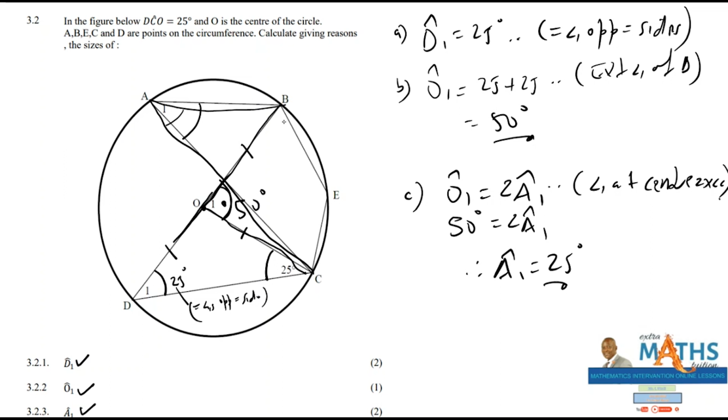And A1 is equal to D1, which is also called what? Angles in the same segment. But we'll talk about that when we are doing cyclic quadrilaterals. I hope you understood. If you didn't understand, pause the video and go back and check.